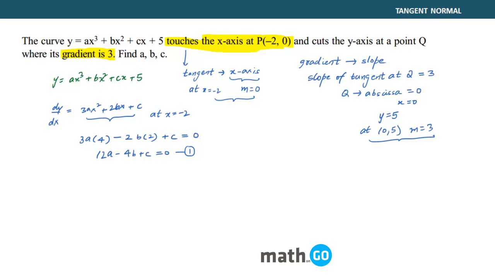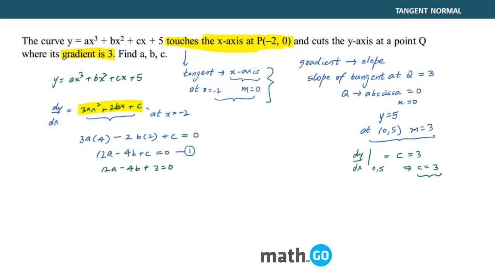So if you do this step, dy by dx at (0, 5), what is your dy by dx? Sorry, dy by dx is this particular expression. So dy by dx straight away will be c, right? And this is given to be 3. So we now have the value of c straight away, that c is equal to 3. Now we need another equation to find a and b, right? I can now simplify this and write that this is plus 3 equal to 0.